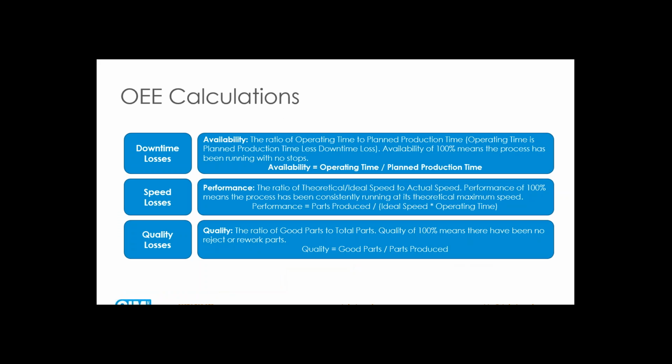A bit more detail on there. So downtime losses, availability, the ratio of operating time to planned production time, just going through the various different calculations of the three. And again, the slides can be distributed after the event, and you'll have all the details of the various different calculations on there.